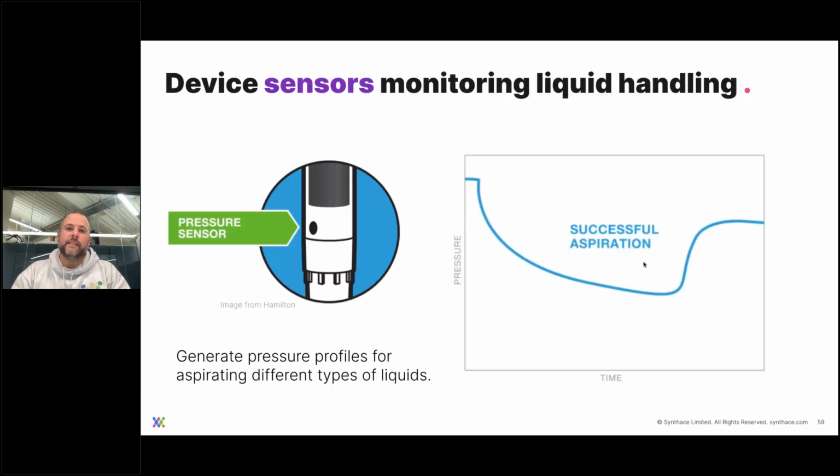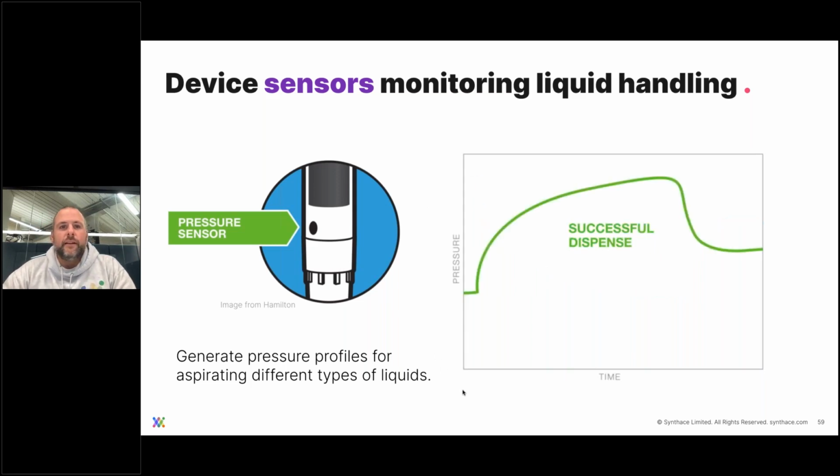We can also use sensors incorporated into the automated devices to help with transferring biological samples or reagents. This is from Hamilton, where there is a pressure sensor monitoring the pressure in each of the pipette channels during aspiration and dispensing steps in real time. And you can see this profile that you generate from an aspiration event. The plunger moves up, pressure decreases, push out, and it equalizes. You can also get the same profile for dispensing.